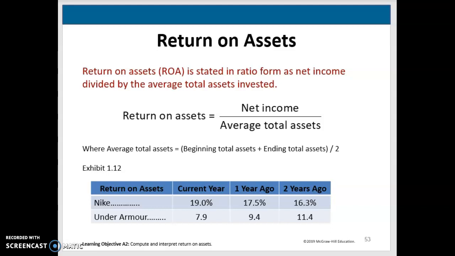Now, one thing to note is for the ratios, the hard part is not the math. The hard part is knowing where do we find the information. So net income, we're going to find that on our income statement. Revenue minus expenses gives us net income. And then for average total assets, we're going to find assets on our balance sheet. So we'll be able to look at the balance from the last year or the last period into this period and add those together and divide by 2 to get the average.